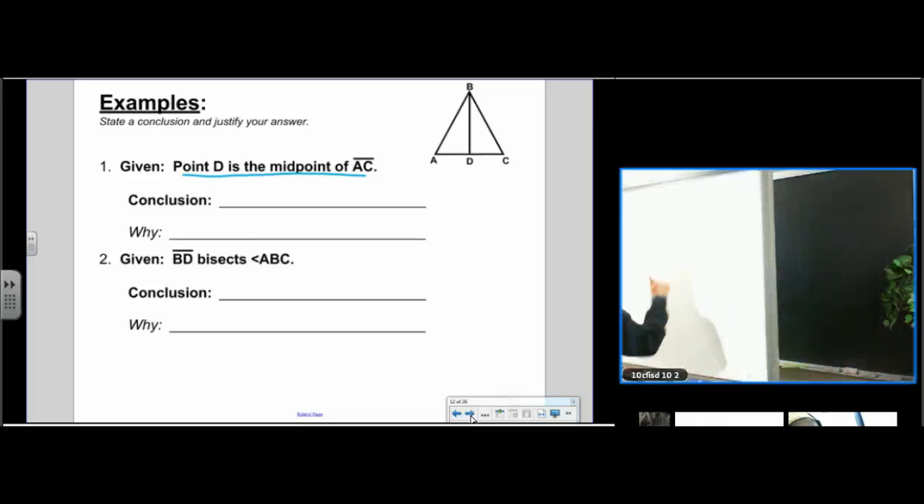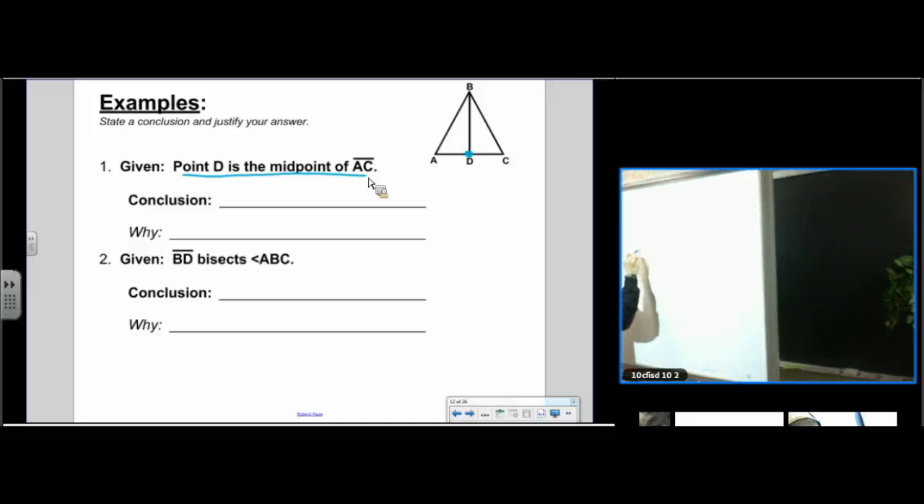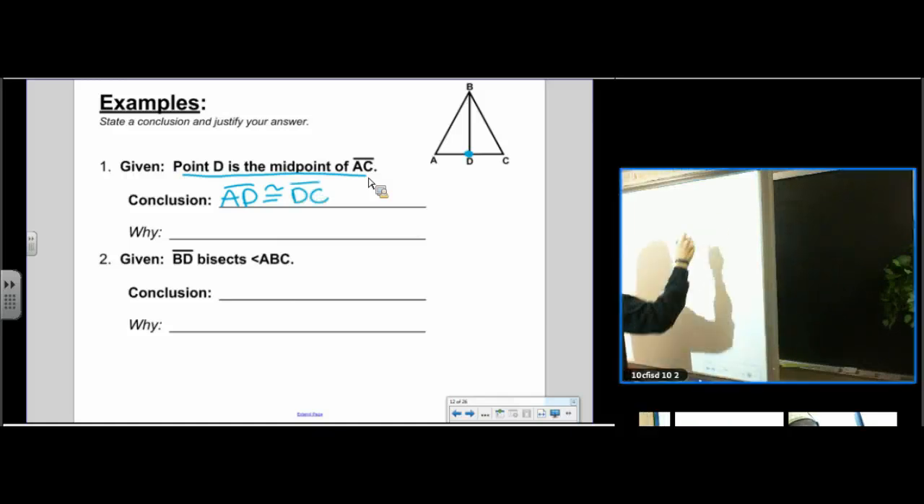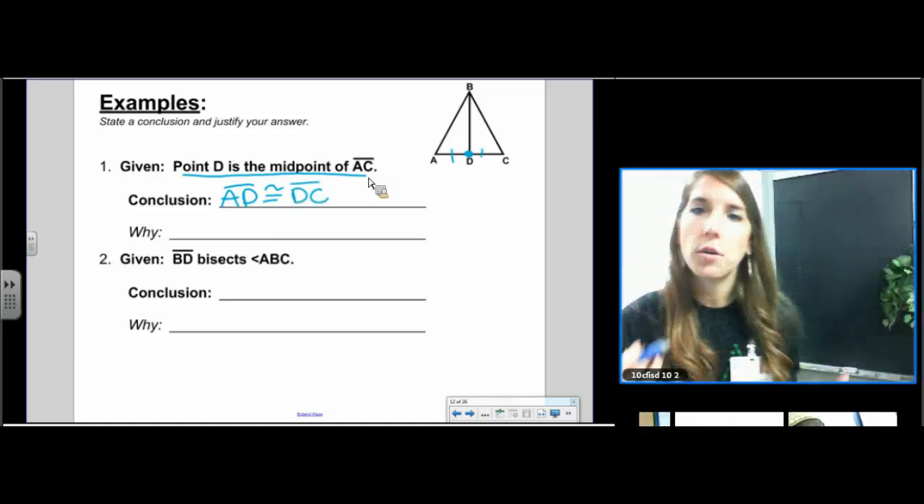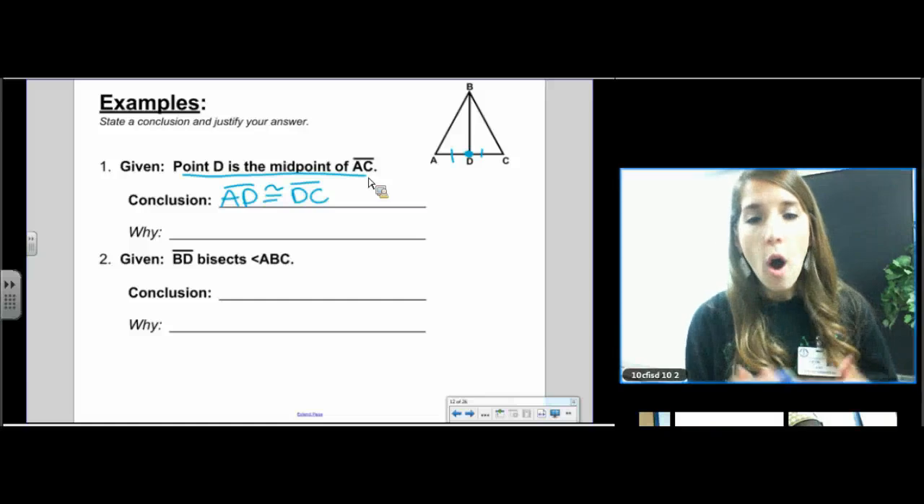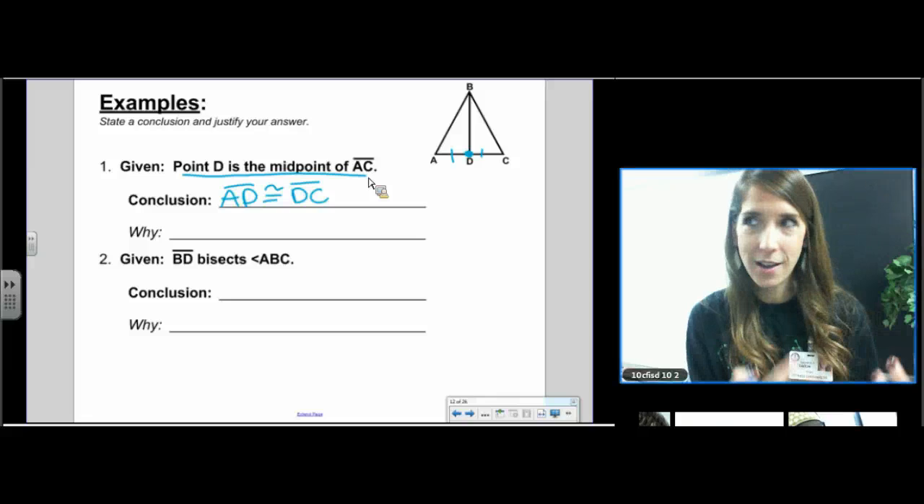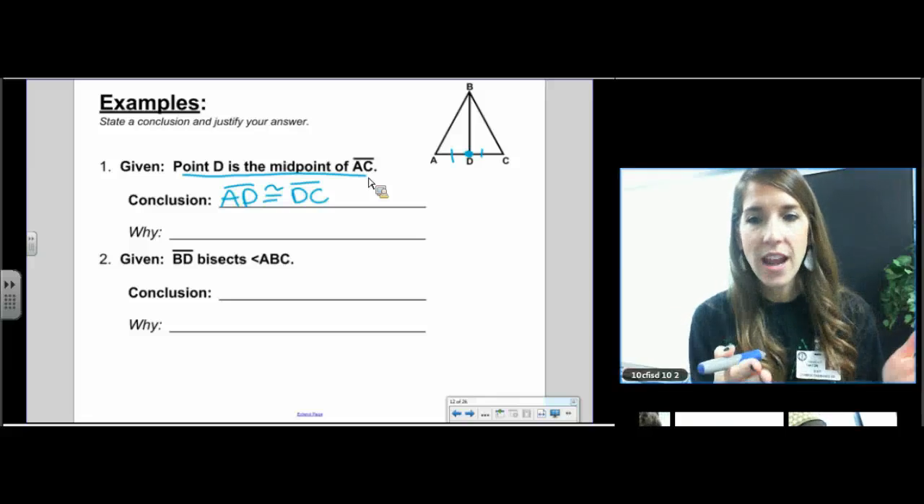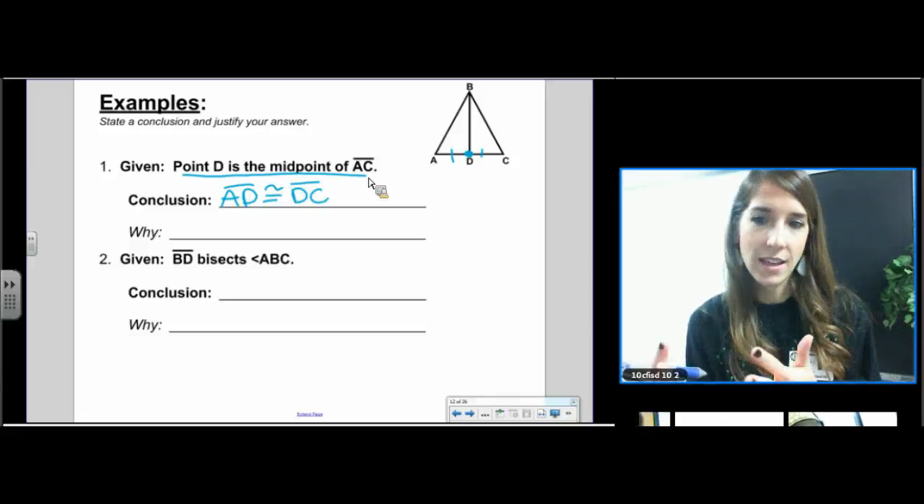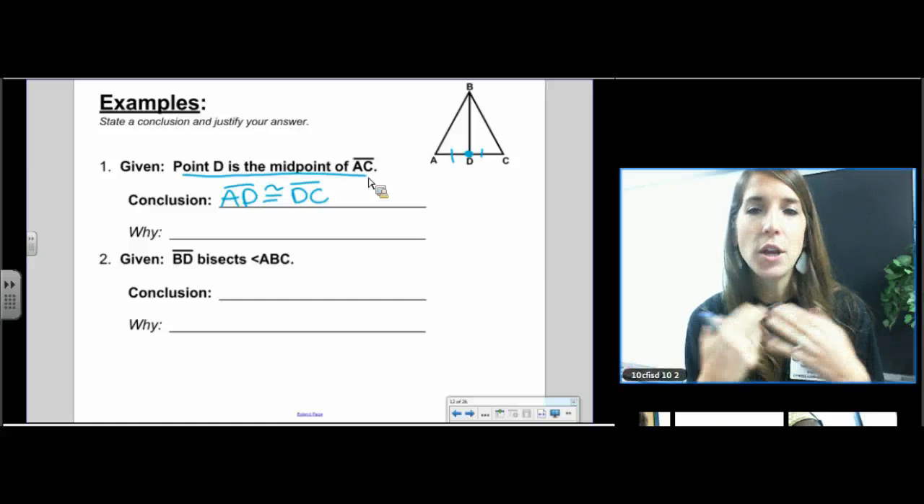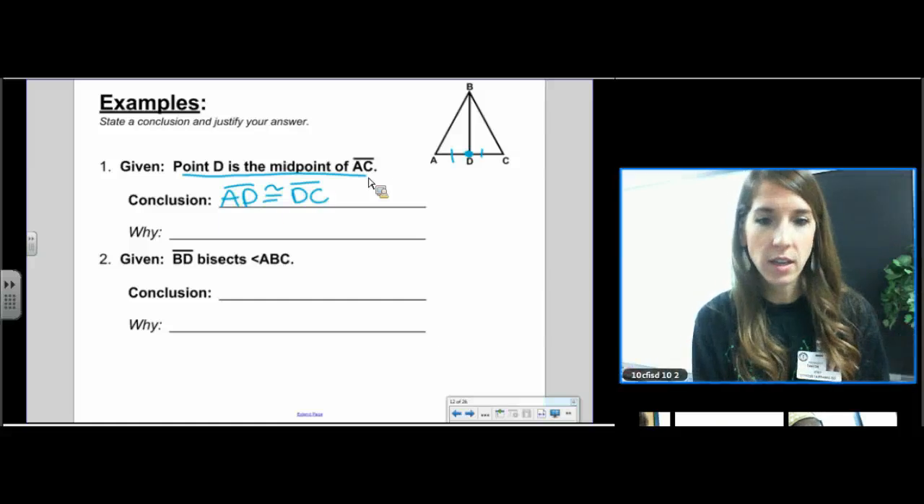Hopefully you're saying that if D really is the midpoint, then segment AD is congruent to segment DC. Because that's what you would do, right? You would immediately go to your picture and add tick marks. All we're asking you to do is say, what do those tick marks mean? They mean that AD is the same exact length as DC. So it's telling you to back up your symbols.